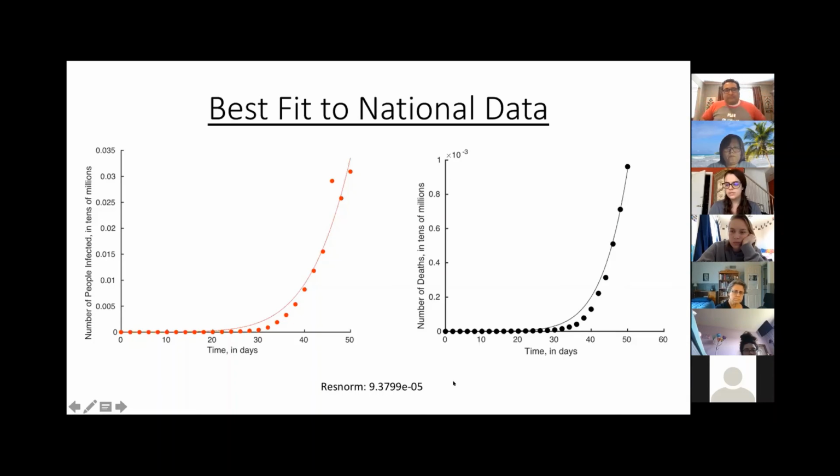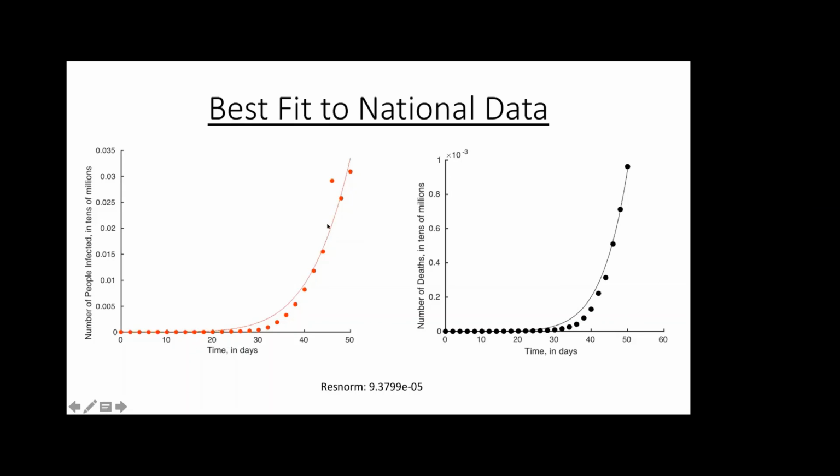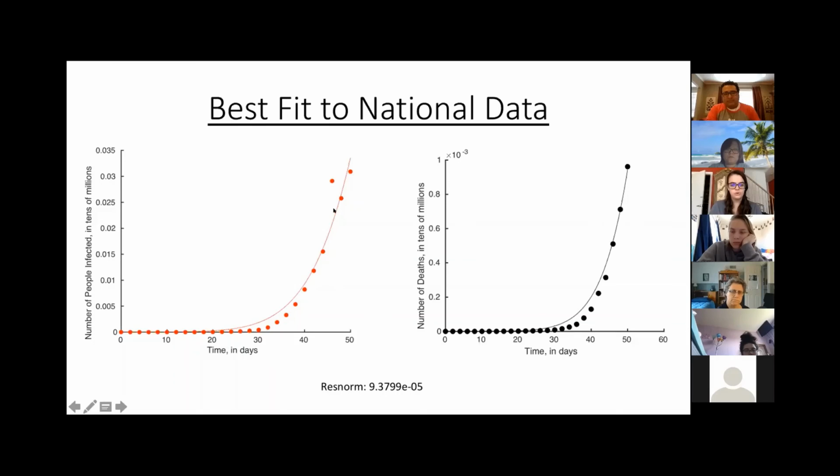And down here we see the resnorm, and that number is pretty small. Basically, what the resnorm does is it looks at the difference between the data point and the fit. So it's calculating an error between the data point and the fit. And so the smaller your resnorm, in theory, the better your fit is. And so you can see we were able to get a decent fit to the data.